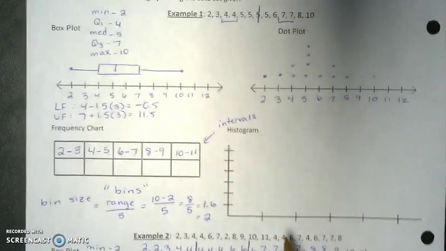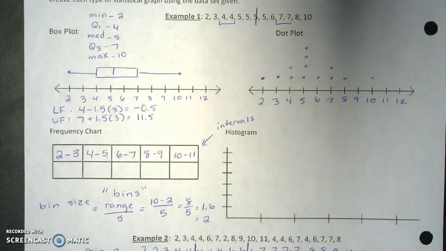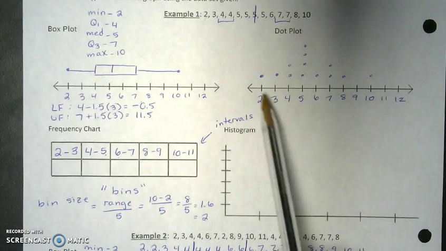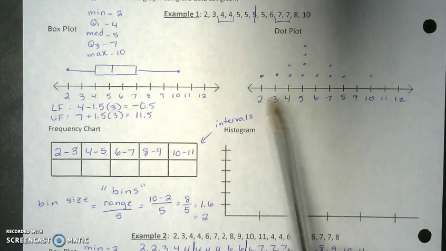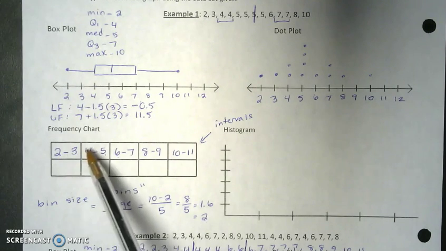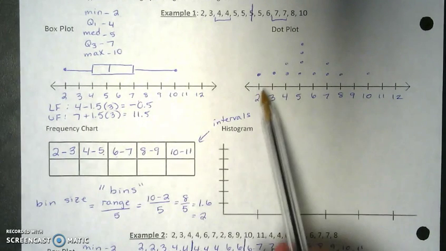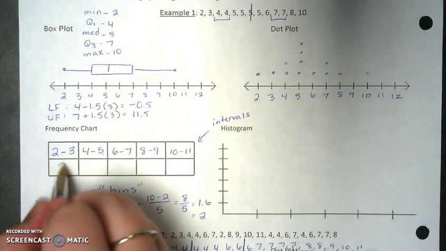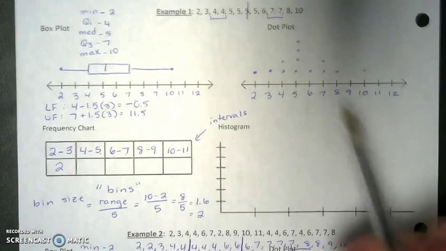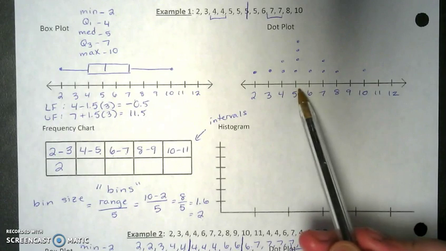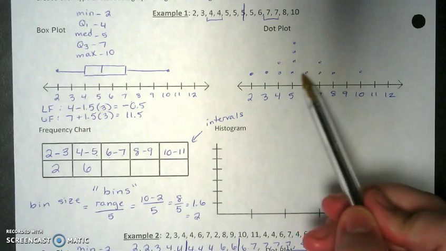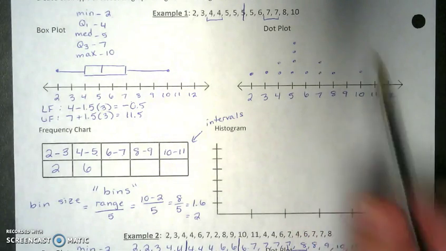So now the easiest way is to look at our dot plot. Okay, the next thing we do is figure out how many numbers are inside of this. So we're going to look at our dot plot. How many numbers are either a 2 or a 3 or in between 2 and 3? So we got 1, 2, and 1, 3. So we're going to say 2 numbers fall in that bin. And then 4 and 5 is going to have 6 numbers. If you look at 4, there's 2, and then 5 has 4. So in total it is 6.